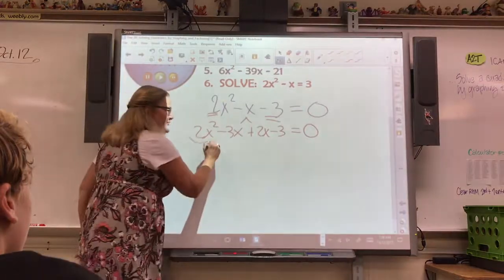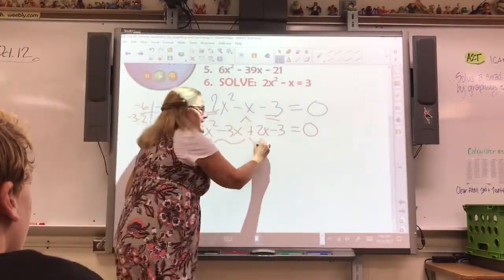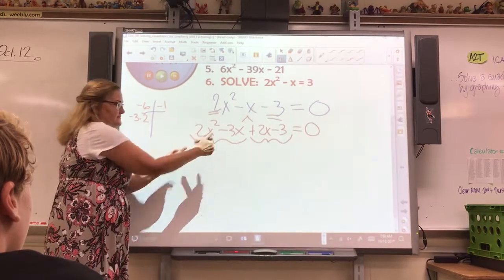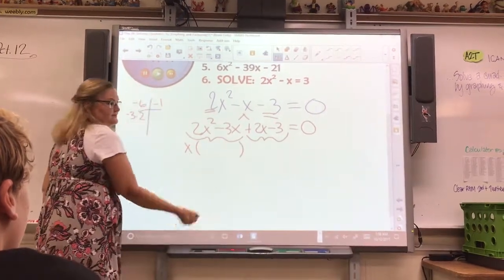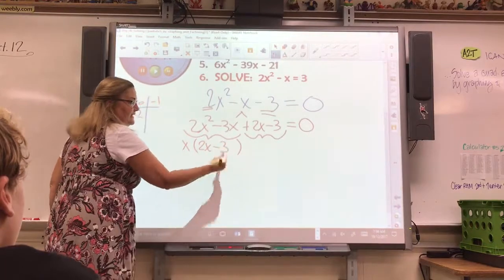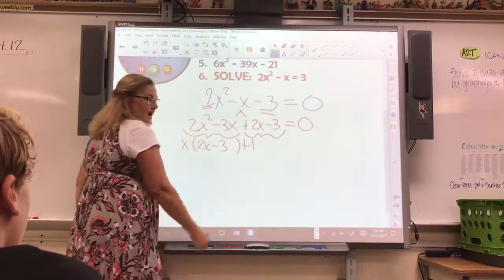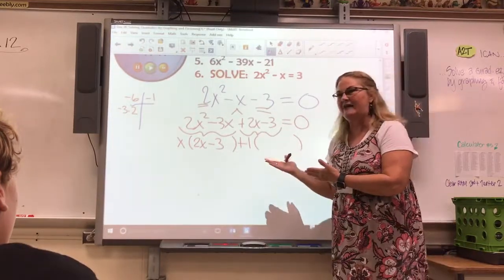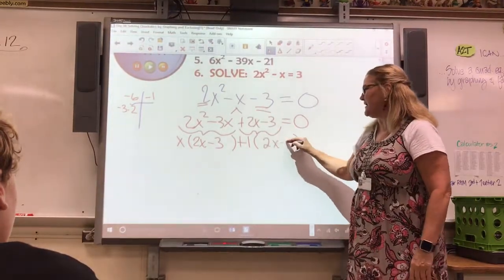Then we factor by grouping. The greatest common factor of this is what? What do these two have in common? They have 1x in common. What's left? 2x minus 3. This only has a 1 in common, which we rarely factor out, the greatest common factor of 1, but in this case you have to. And then what's left is 2x minus 3.